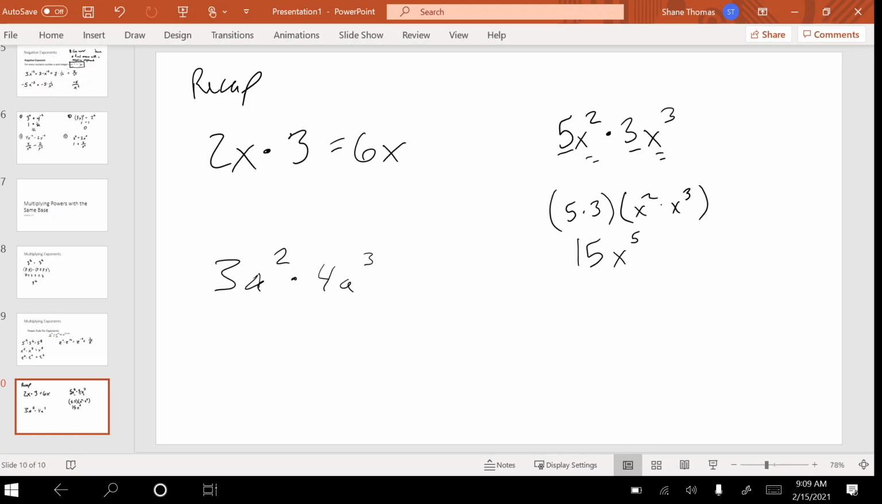Yes, in parentheses. All right, what's 3 times 4? 12. A squared times a to the third. Bingo. I put X. Still not too bad, is it? No. All right.